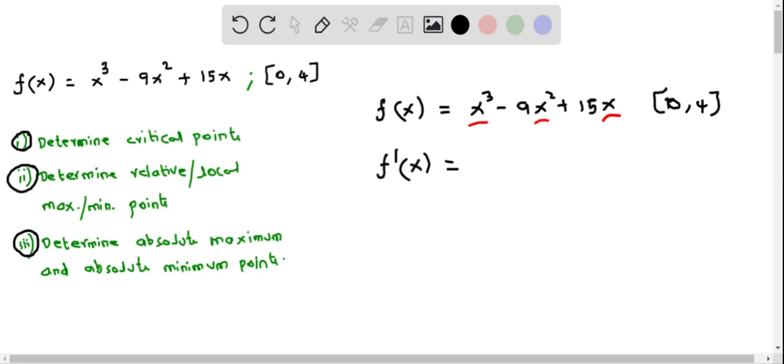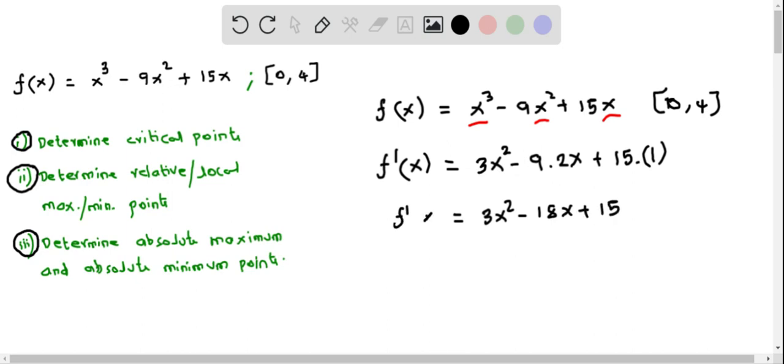So when we do that, the derivative of x cubed is 3x squared minus the derivative of 9x squared. 9 is a constant, so we apply the constant multiple rule and find the derivative of only the x squared. The derivative of x squared is 2x, plus, once again we apply the constant multiple rule, since we have 15 as a constant, and we find the derivative of x. The derivative of x is just 1. So let's simplify this. This becomes 3x squared minus 9 times 2x, which is 18x, plus 15. So this is our f prime of x, that is the first derivative of the function f of x.